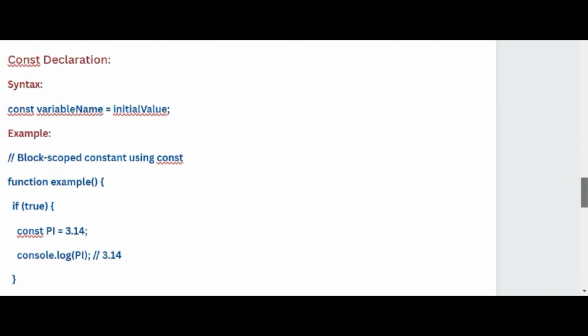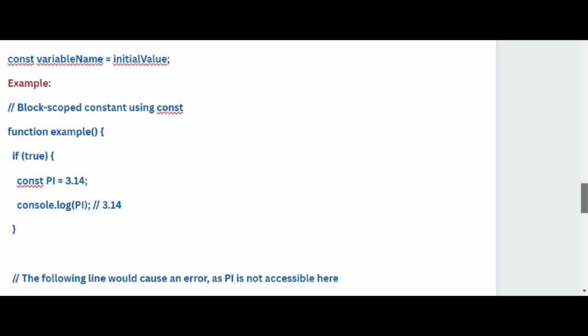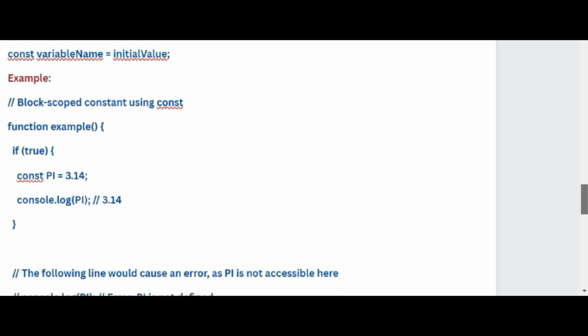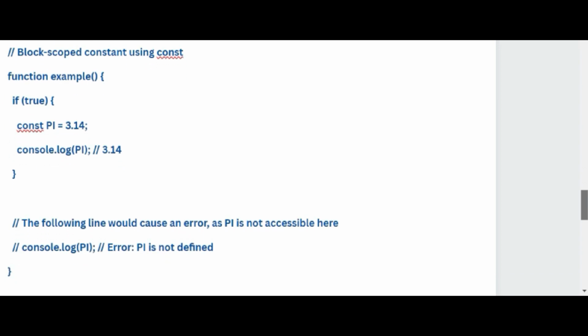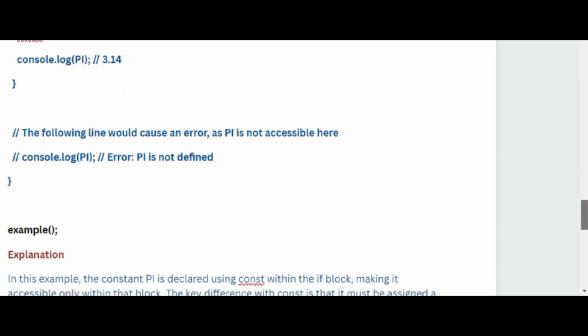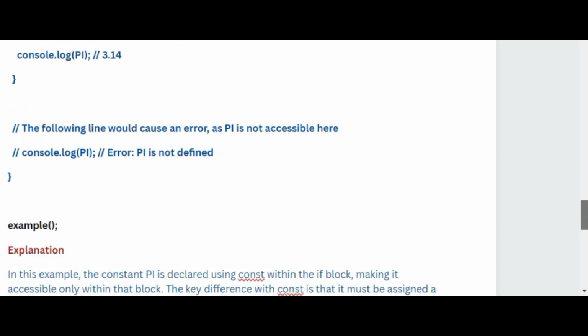Const declaration syntax: const variableName, constant meaning the constant declaration. So const variableName = initialValue, and this is the syntax. Example: block scoped constant using const. function example, if true, const pi = 3.14, console.log pi, which gives 3.14. The following line would cause an error as pi is not accessible here: console.log pi, error, pi is not defined.